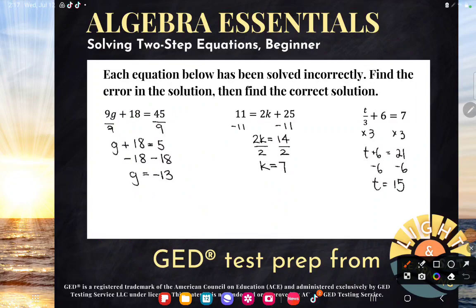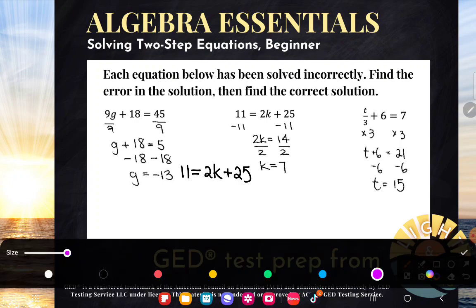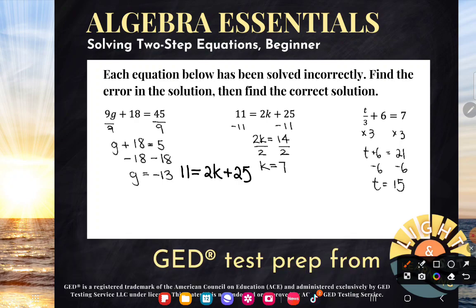Okay, next one. 11 equals 2K plus 25. And oh, right away I see what this student did wrong, but that's because I see so many students do this. Look at what this student's first move was. They were like, oh, I'll start moving numbers around. I'm going to subtract 11 from both sides. This is such a common error. Students kind of go into autopilot.